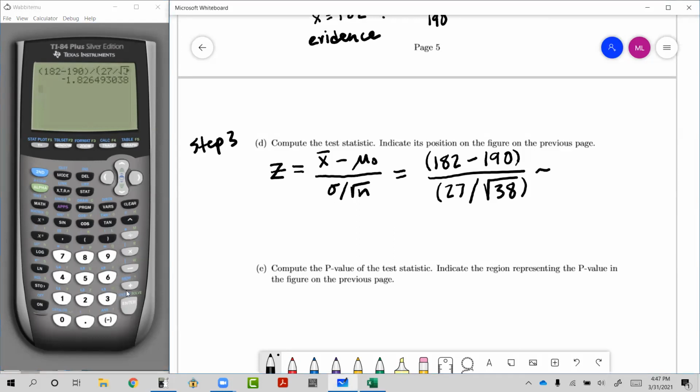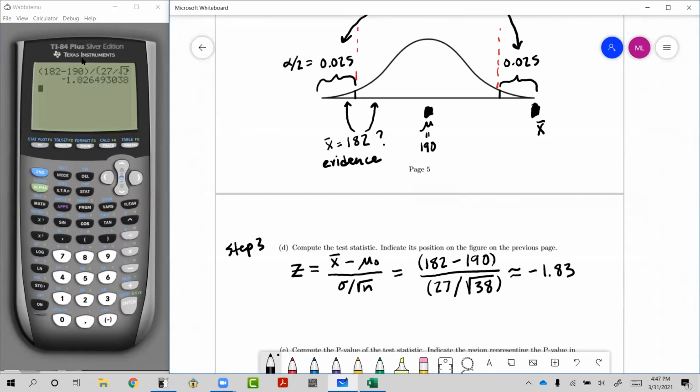And we get about negative 1.83 if I had to round it to 2 decimals. Good enough. So there's my test statistic. So we're almost 2 standard deviations below average, right? Negative 1.83, 1.8 standard deviations.